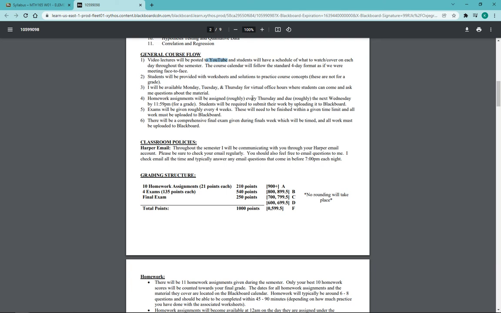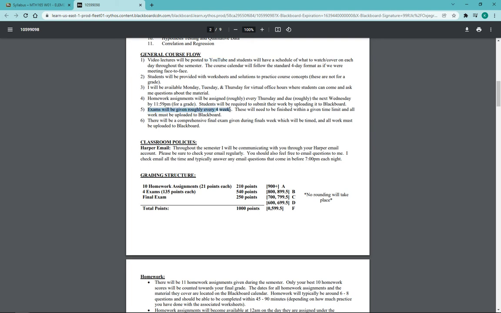Those are going to be assigned roughly every Thursday, and they'll be due on the next Wednesday by midnight. It's important to try to get a head start on those. You'll note that I don't have office hours on Wednesdays, so if you wait till the last minute, I might not necessarily be available to help you out with those questions. And yes, I am willing to help you with homework questions in general.